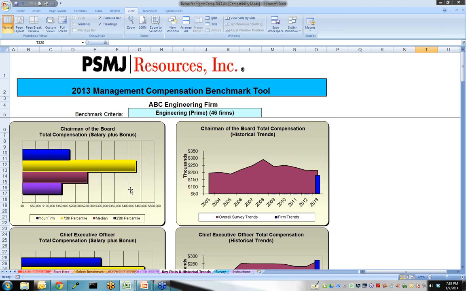If we look at the graphs on the left-hand side, we can see for Chairman of the Board, total compensation, our firm shows up in the blue. The 75th percentile is in the yellow. The median is in the red, and the 25th percentile is in the purple. We do that for chief executive officer, for CFO, et cetera, for 18 different positions from chairman of the board down to junior project manager.